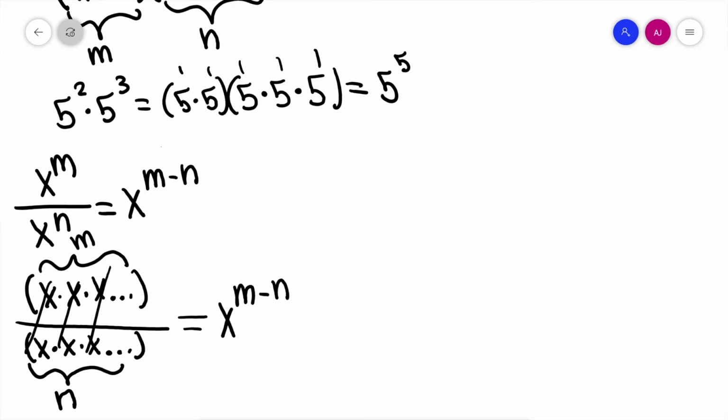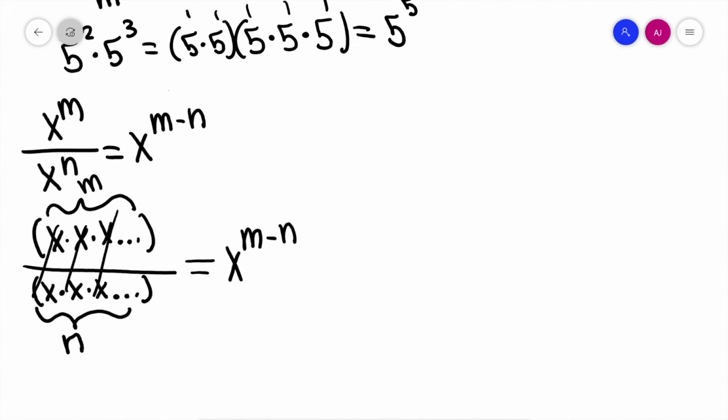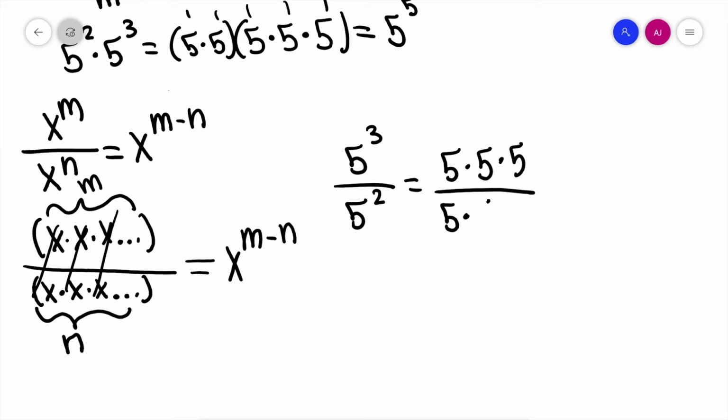So a better way to see what's happening is to do an example with numbers, okay? So if you have 5 to the 3rd divided by 5 squared, which is just 5 times 5 times 5 over 5 times 5, you see that you can cancel out, right? And the number you're left with is m minus n, which just reads 5, right? And just to reiterate, these two rules are just helping you to simplify exponents.